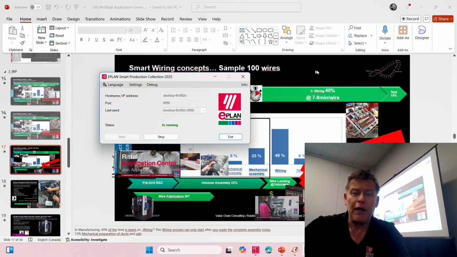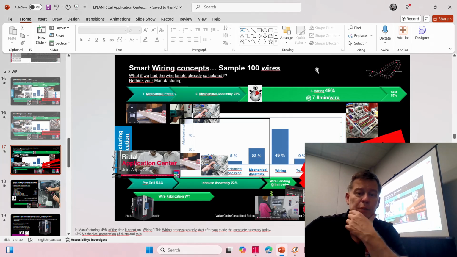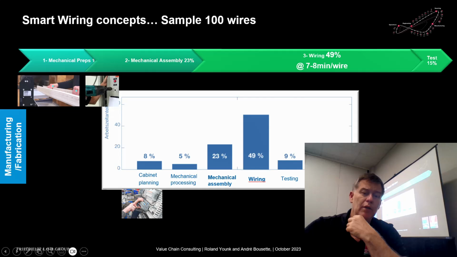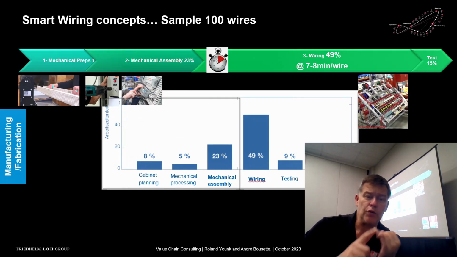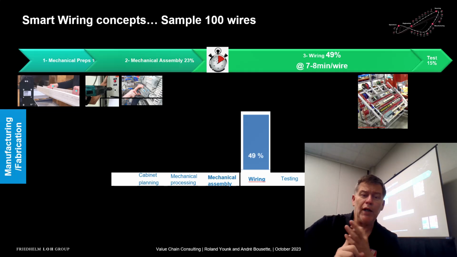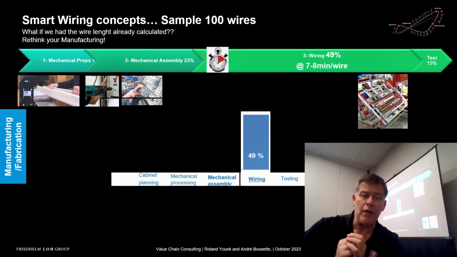Now, let me explain a little bit what we understand behind the production here. Number one, when we typically build a panel, we have a mechanical assembly to do. We have to cut the ducts and the rails, drill the holes, and do the assembly. And 49% of the time is the wiring.